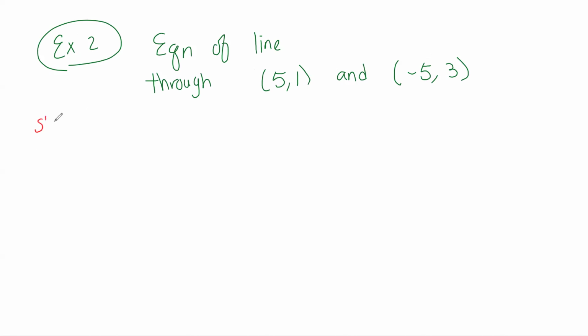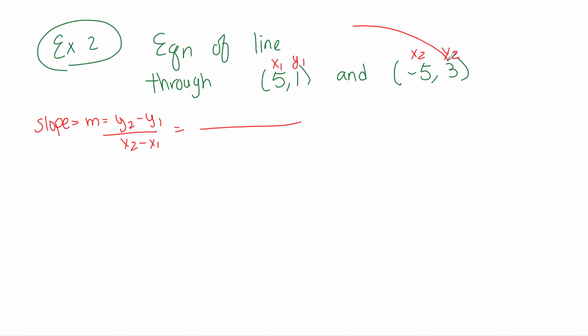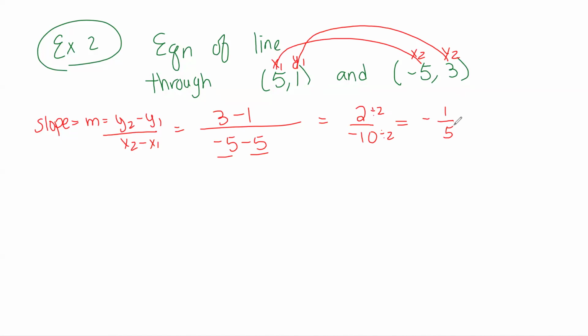So again, slope, which is m, is second y minus first y over second x minus first x. First x, first y. Second x, second y. Okay, now we're ready. Second y minus first. Second x minus first. 3 minus 1 is 2. You owe me 5, you owe me 5, you owe me negative 10. Reduce, divide by 2. That's -1/5.